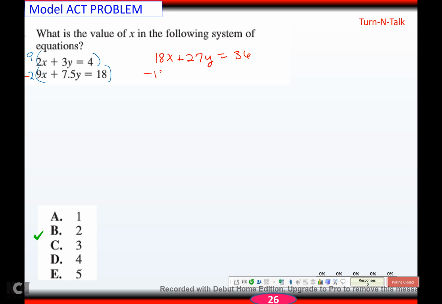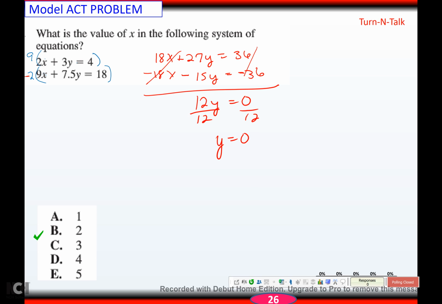On bottom, I get negative 18x, negative 15y, and a negative 36. Well, those cancel and those cancel, which gives me 12y equals 0. Divide by 12, and I get y equals 0. So I'm going to substitute that back in so I can figure out the x. So 2x plus 3 times 0 equals 4.